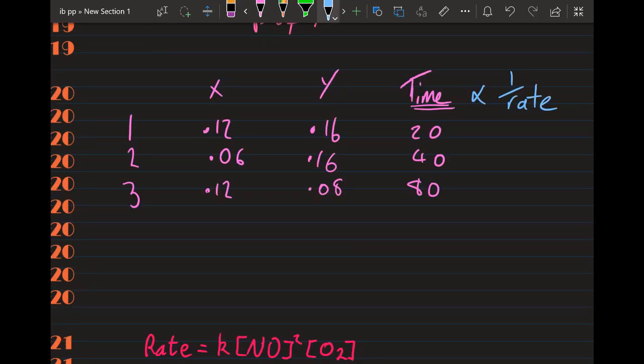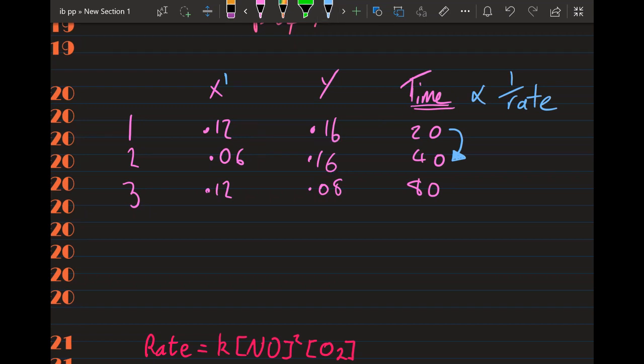The time is proportional to 1 over the rate. So looking at experiments 1 and 2, Y is unchanged, and I've halved the concentration of X. I've halved the concentration of X, and it took twice as long. So that is an order of reaction 1. You halve the concentration, it takes twice as long, that's a 1 order of reaction.